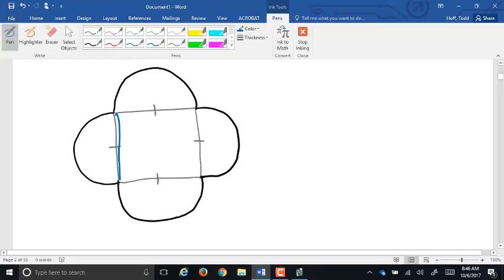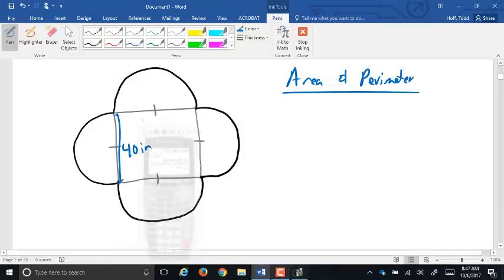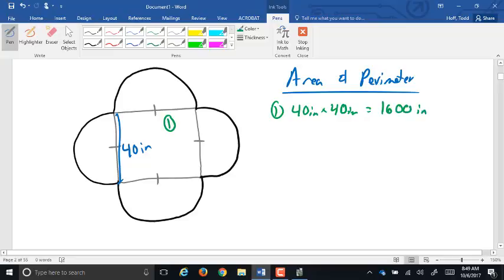If this dimension here is 40 inches, find area and perimeter of that shape. Okay, area and perimeter here are not nearly as tough as they look. The area, we have two pieces. First of all, we have that square, 40 inches by 40 inches, which is 1,600 square inches.